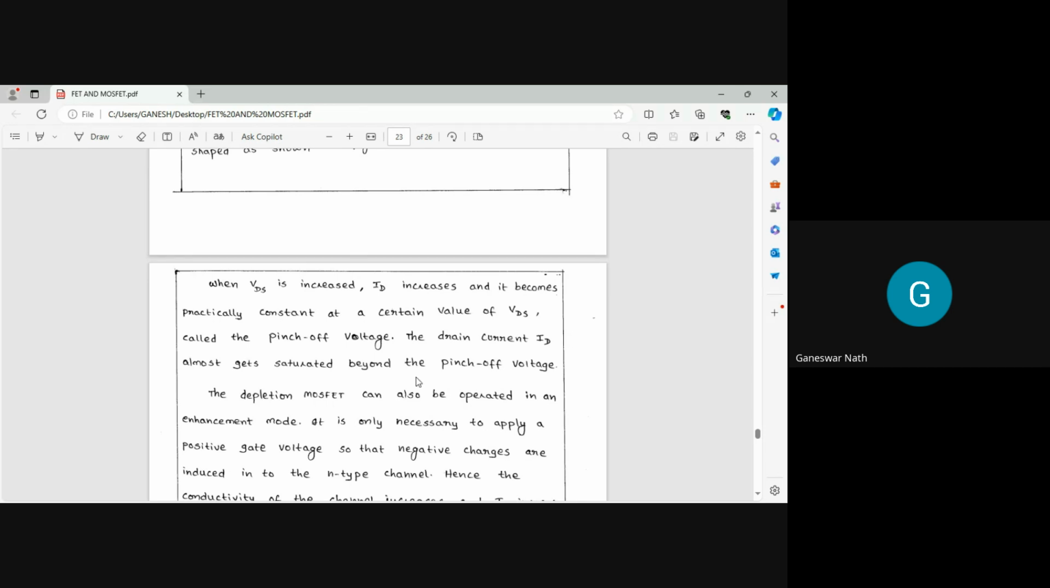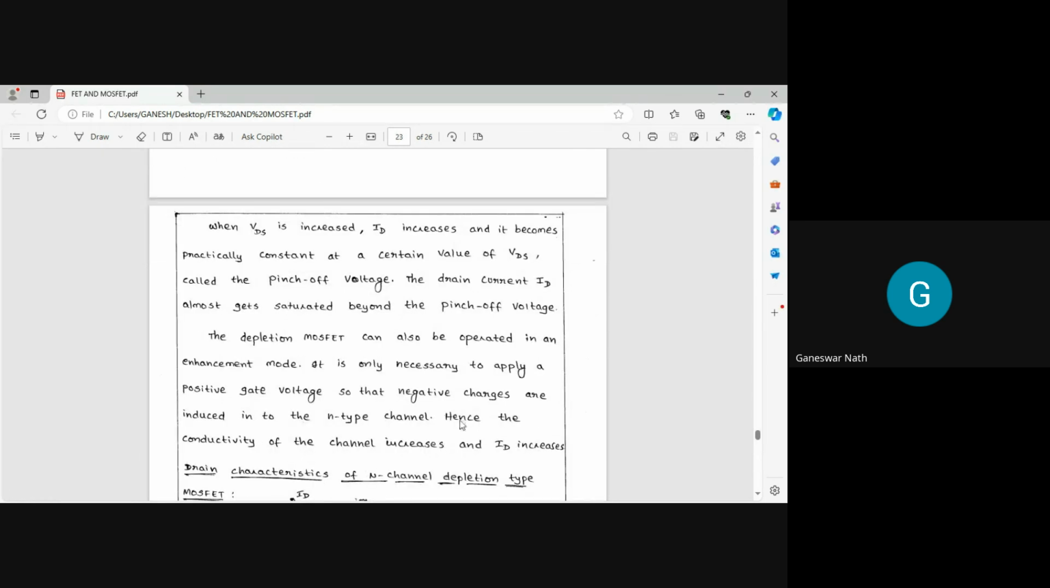So the depletion MOSFET can also be operated in an enhancement mode, and it is only necessary to apply a positive gate voltage so that negative charges are induced into the N-type channel. Hence, the conductivity of the channel increases and ID also increases here. Depending upon the VDS value and also the VGS value, we can increase or decrease the enhancement of charge in the channel.